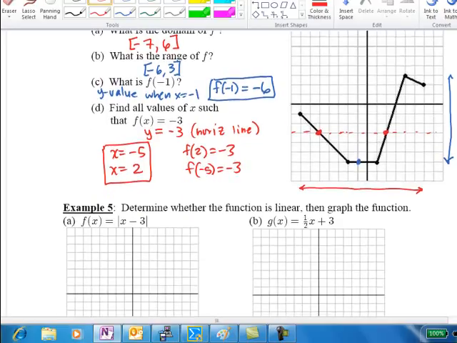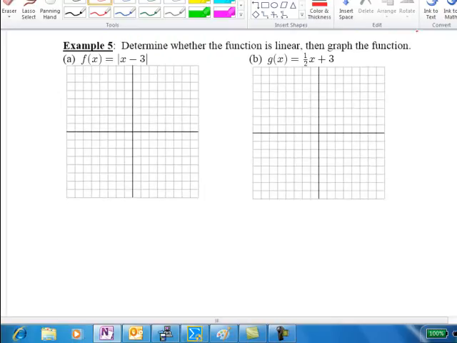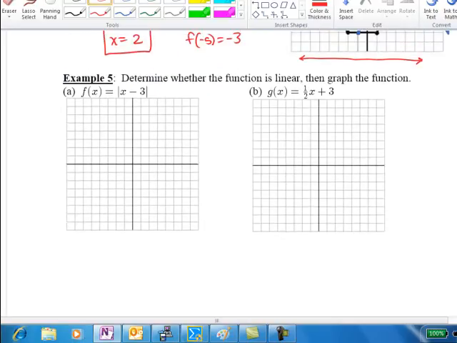And the last examples here are just determining from the equation whether the function is linear, and then sketching the graphs. So hopefully you can say, look, because of these absolute values, this is not linear. But the other one is in the mx plus b form, so that will certainly be linear. Let's graph the linear one first.